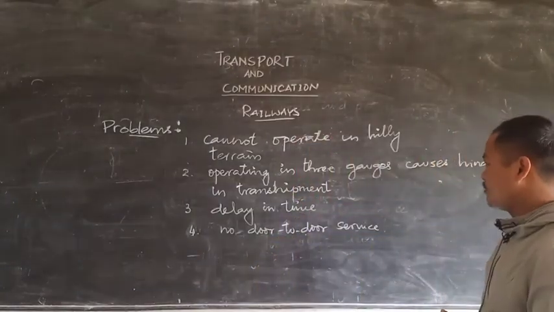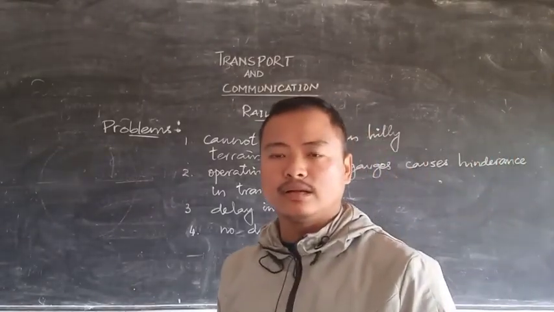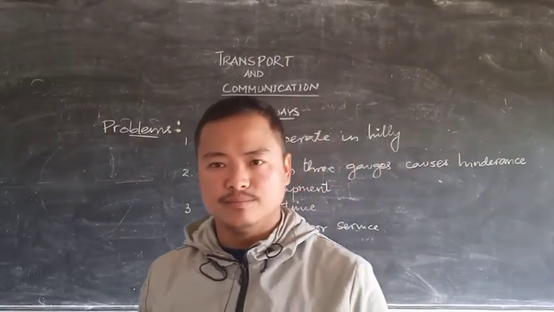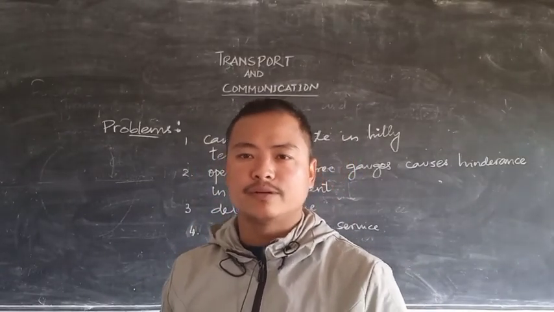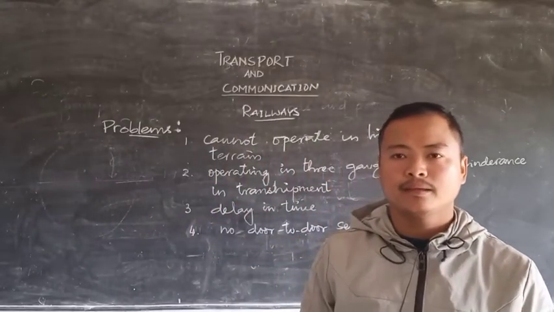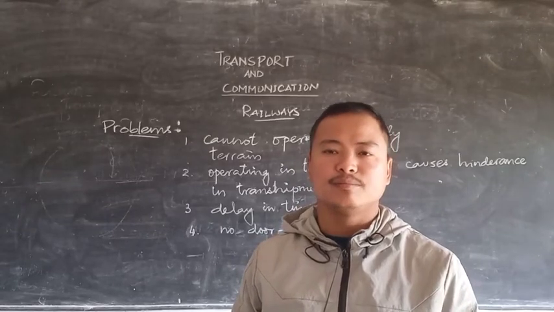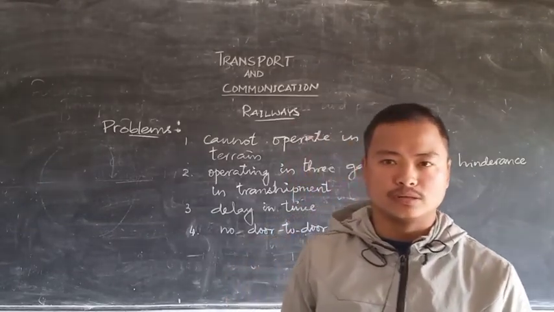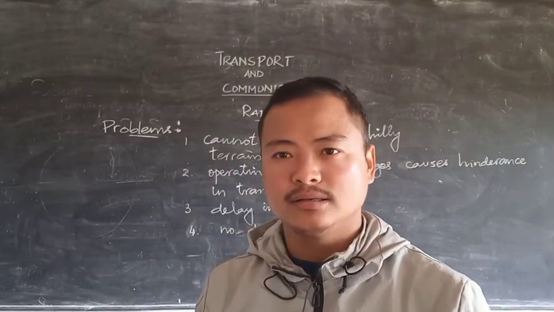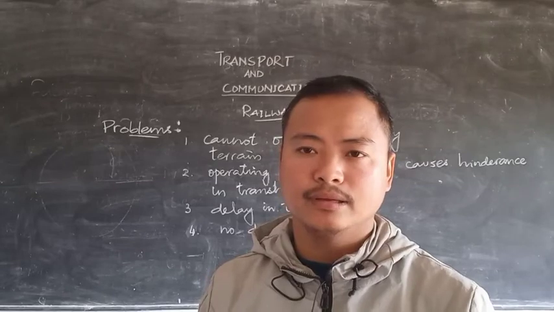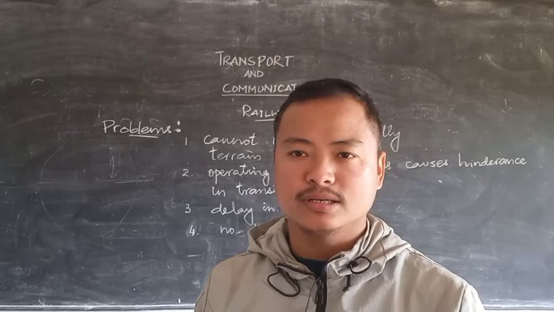The next is operating in 3 gauges causes hindrance in transshipment. So obviously not the entire part of the country has broad gauge. So moving goods from one place to another becomes a problem when there are changes in the track system, that is from broad to meter or from meter to broad gauge. So this takes a lot of time, and hence perishable goods lose their quality. So the transshipment causes a big problem, as well as it causes delay in time.